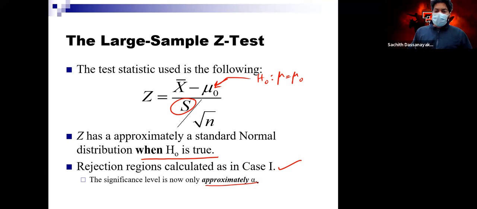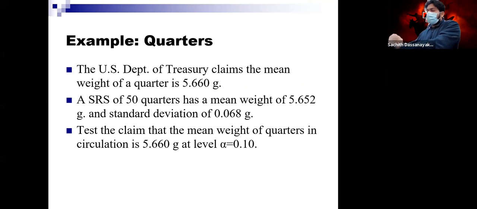The significance level is now approximately alpha. Yes, we are still using alpha, but since we approximate to a normal distribution, this alpha is also an approximate alpha. It doesn't matter, we use the name alpha. I think it is enough to do just one example for this case.